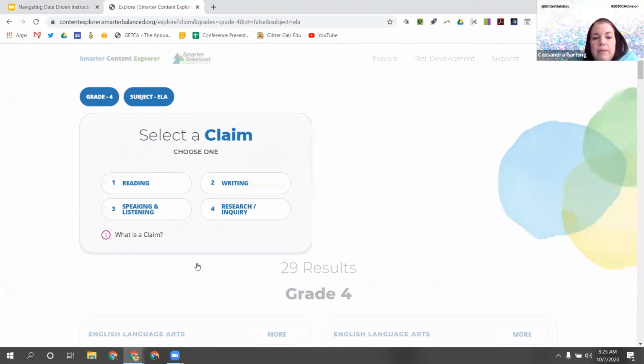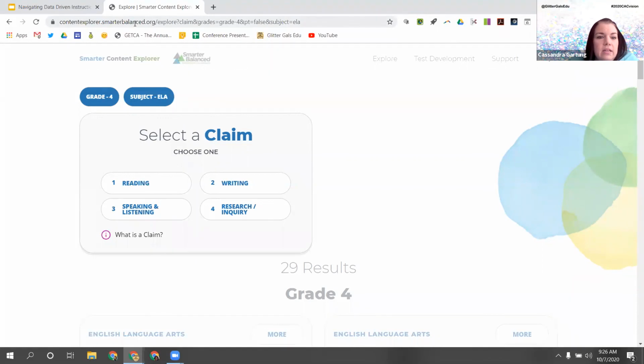ELA claims are broken up differently, and you'll see ELA claims are almost broken down by anchor standard. We have reading, writing, speaking and listening, and research and inquiry. Those are all mixed together. And once again, it just depends on the DOK level, the item type, and how it's tested.